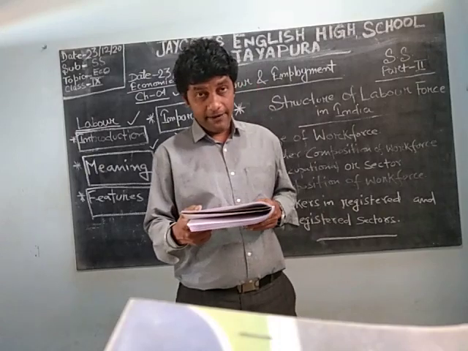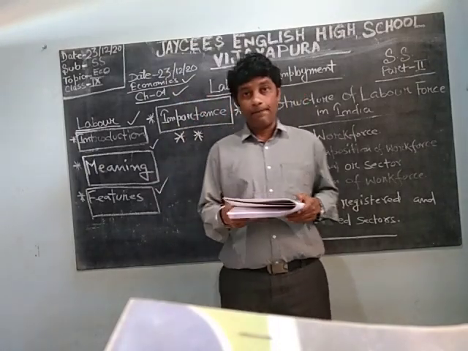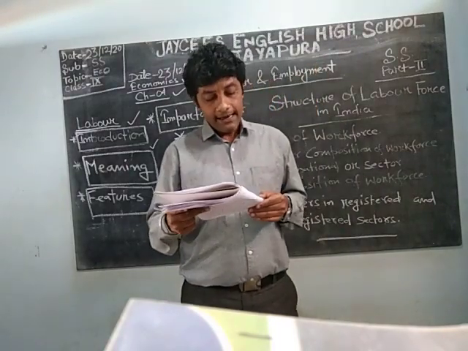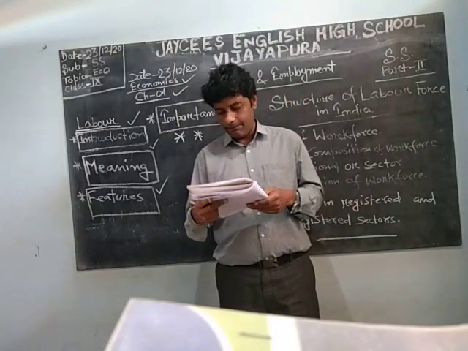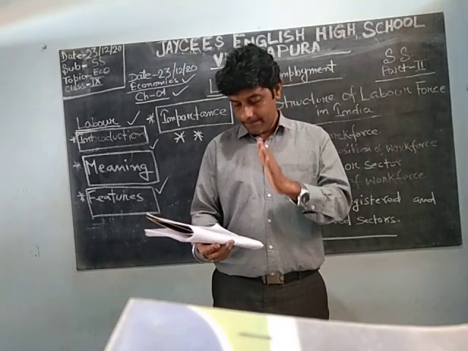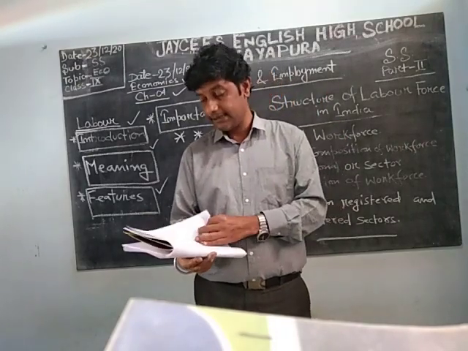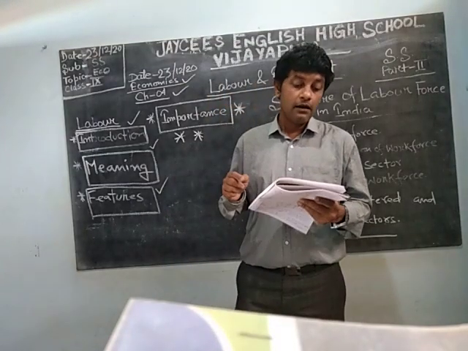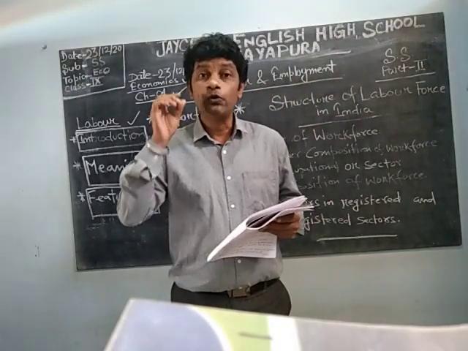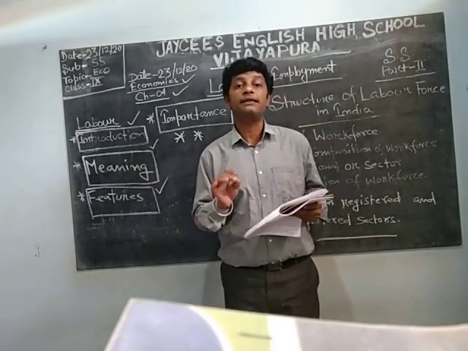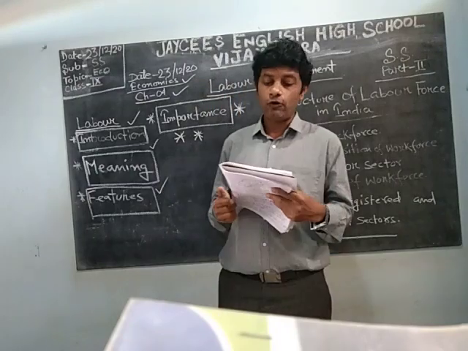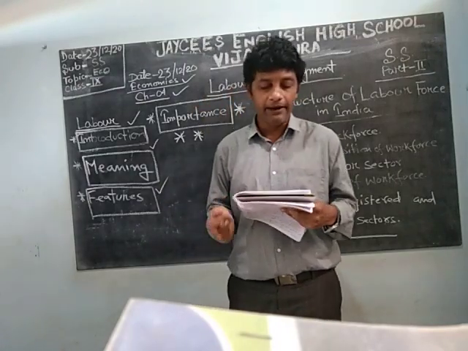Generally, the size of the labor force is measured in terms of the number of people in the age group of 15 to 60 years. Children below 15 years and people above 60 years are not considered as workers. So workers are only those persons who are in the age group of 15 to 60 years. India is said to be enjoying the demographic dividend.